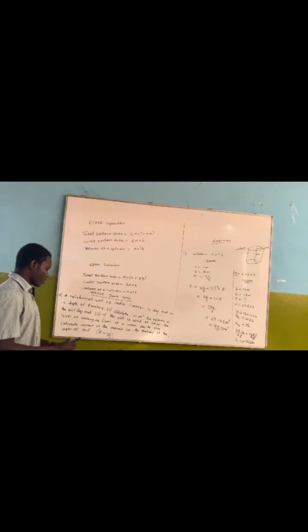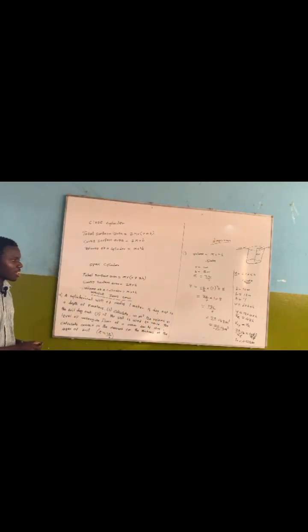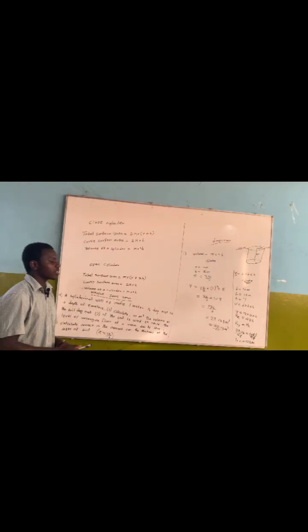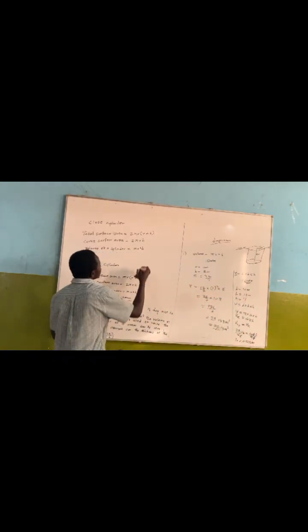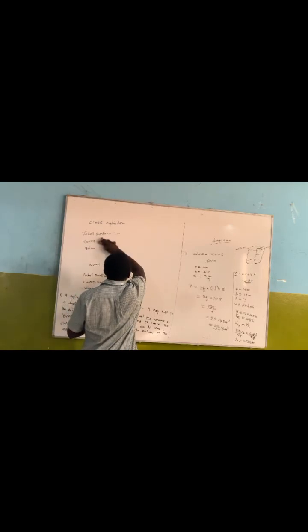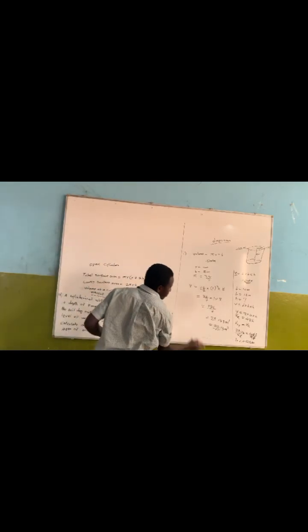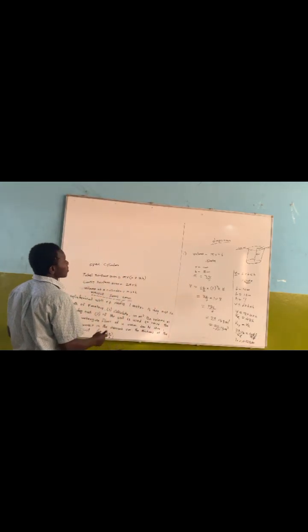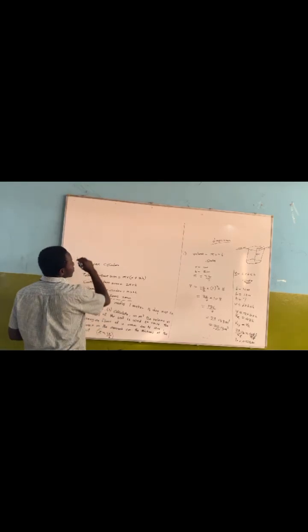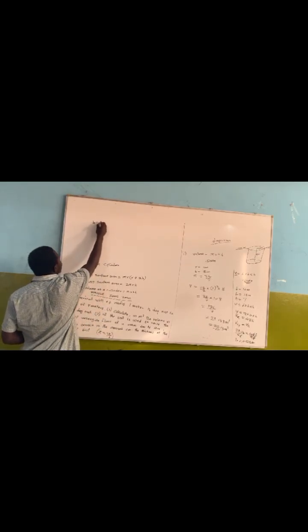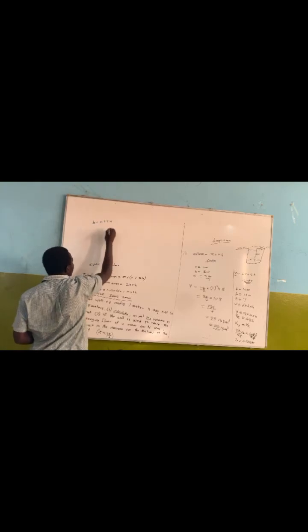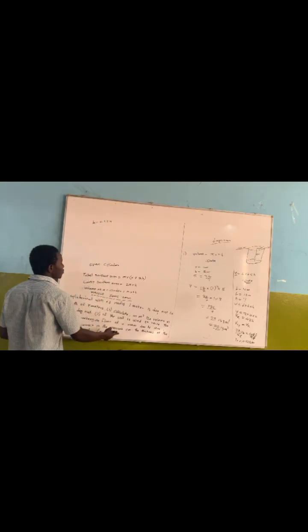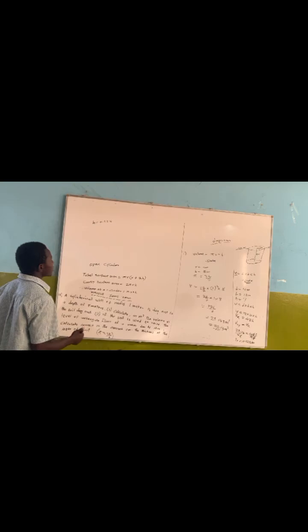But don't forget the question says to the nearest centimeter. So in order to solve in the nearest centimeter, we have to convert the meter into centimeter. Let me clear some space. So now, the height is equal to 0.524. Let's convert it into the nearest centimeter.